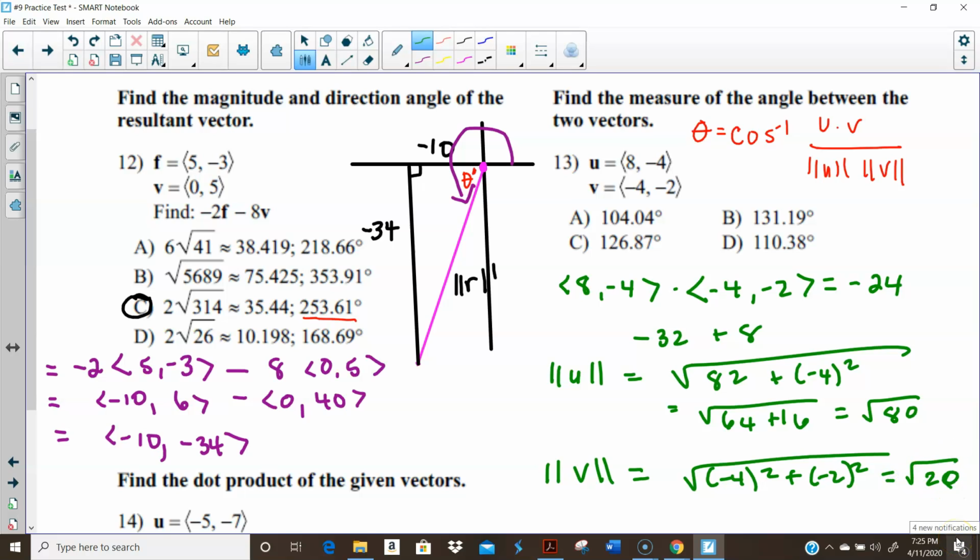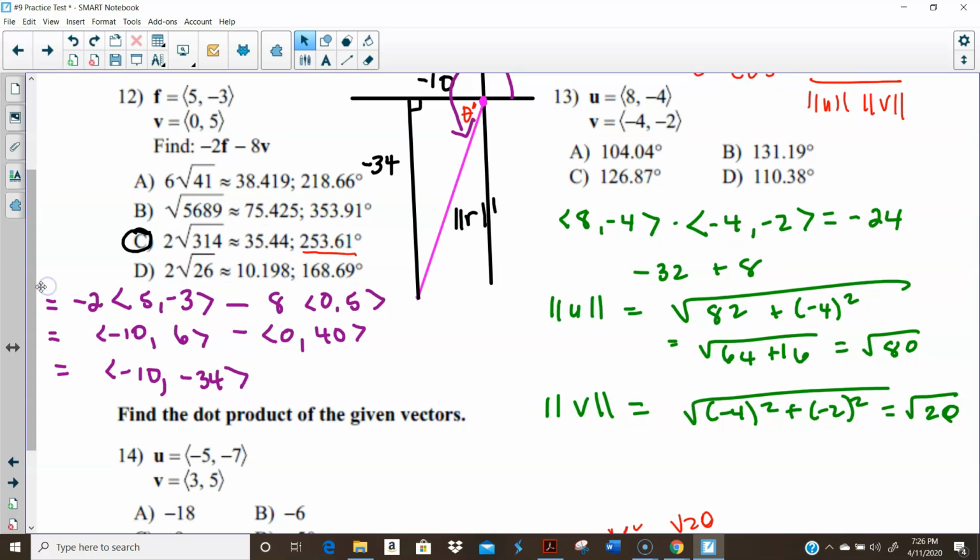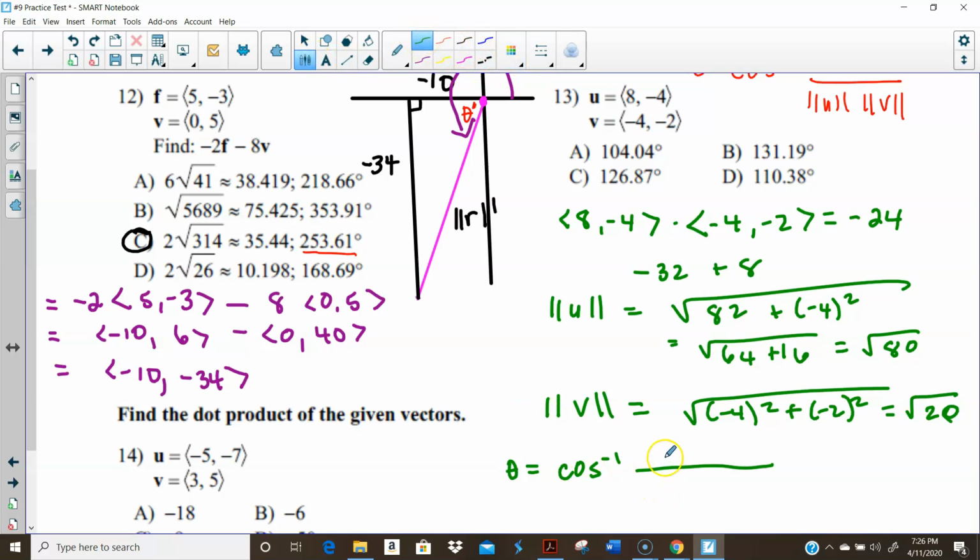So now we're actually able to use this formula to figure out what the angle is between these two vectors. I'm kind of out of room. Let me see if I can scroll down a little bit. All right. So back to this. The angle is equal to the inverse cosine of u dot v, and u dot v was -24 over the square root of 80 times the square root of 20.